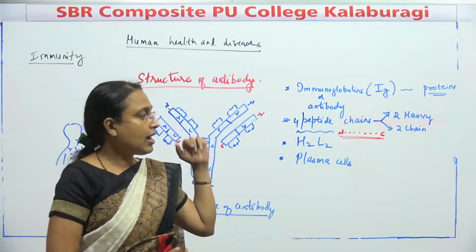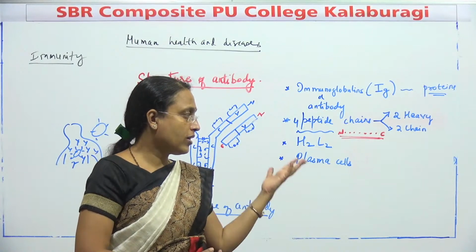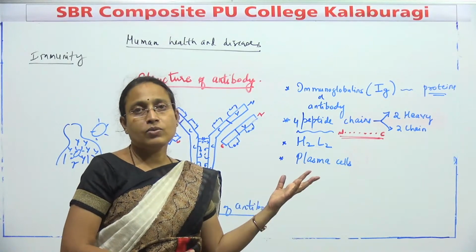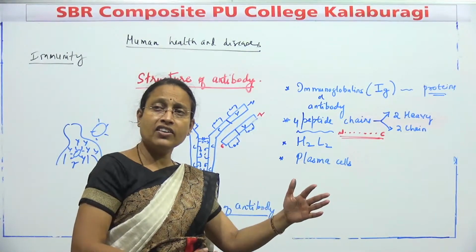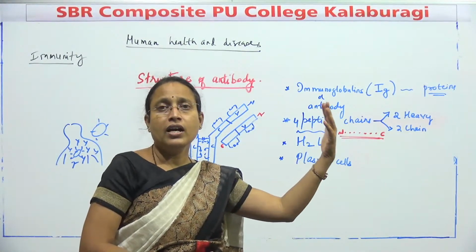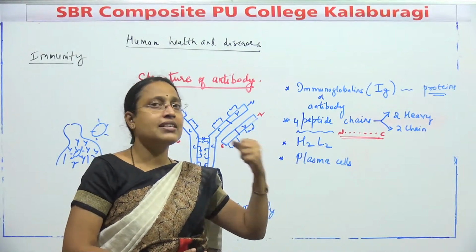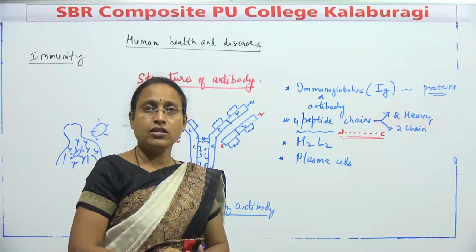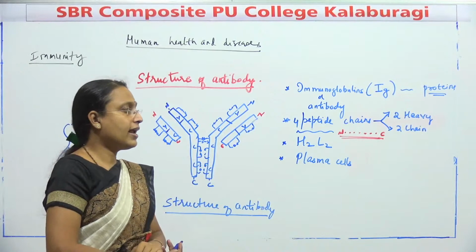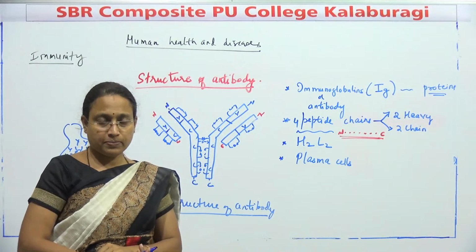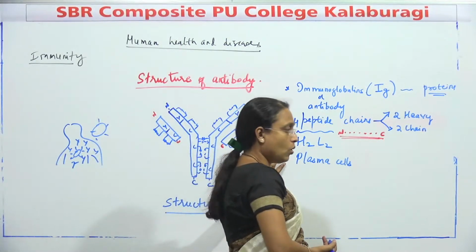So class switching should occur. According to clonal selection theory and the class switching process, the number of B cells will increase, the number of plasma cells will increase, and therefore the number of antibodies also will increase. And it will continuously keep on releasing unless there is a neutralization reaction, unless the body gets rid of the pathogen.